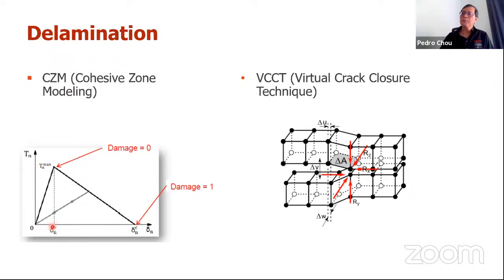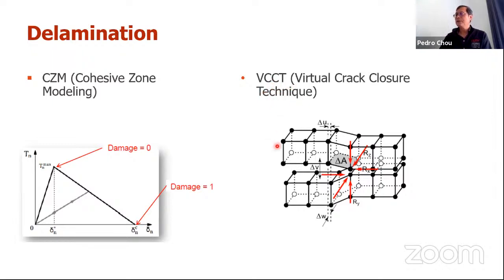But once you go beyond a certain relative displacement, then damage starts coming into the model. And then as you separate the lamina more, you reach a point where your damage equals 1, and then the material has failed there. So that'll be if you want to use what's called a CZM.